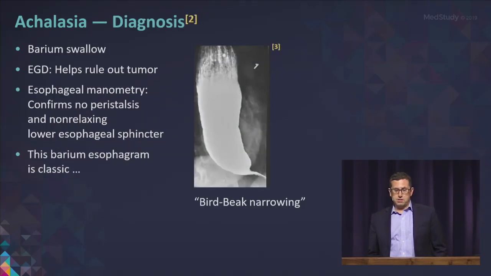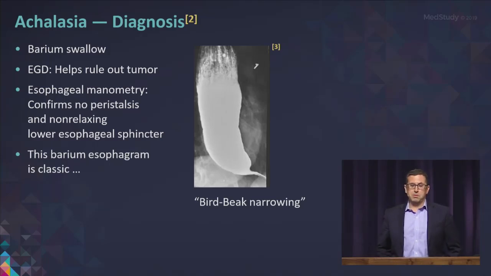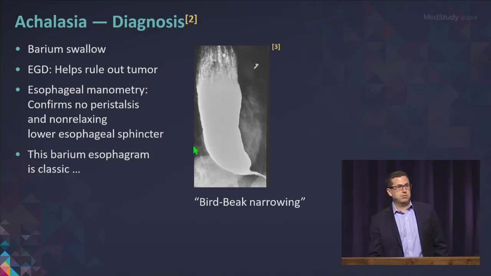So diagnosis could be made with a few modalities. So classically, people would do a barium swallow, and you could see the bird's beak here, this narrowing. If you see that on a test, that is classic for achalasia. An endoscopy is almost always done, and that helps rule out a tumor and rule out other etiologies. And then esophageal manometry would classically show no peristalsis and a non-relaxing lower esophageal sphincter.